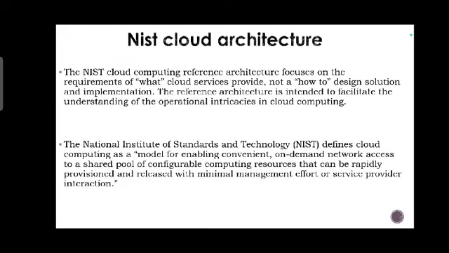NIST cloud architecture. The NIST cloud computing reference architecture focuses on the requirements of what cloud services provide, not how to design the solution and implementation. The reference architecture is intended to facilitate the understanding of the operational intricacies in cloud computing. The National Institute of Standards and Technology (NIST) defines cloud computing as a model for enabling convenient on-demand network access to a shared pool of configurable computing resources that can be rapidly provisioned and released with minimal management effort or service provider interaction.